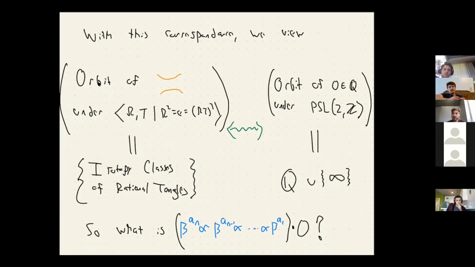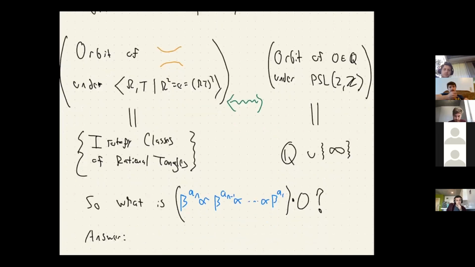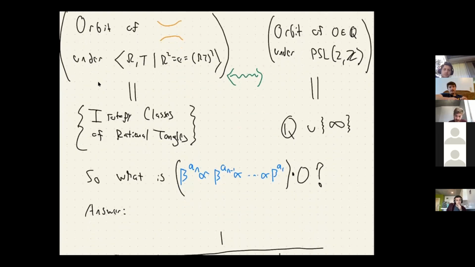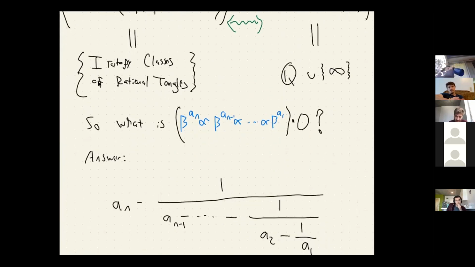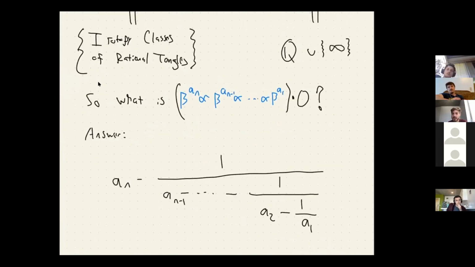But here's kind of where it all comes together. What is this element of PSL2Z acting on 0? Well, it's the continued fraction. It's a continued fraction a_{n-1} all the way down to a_1.